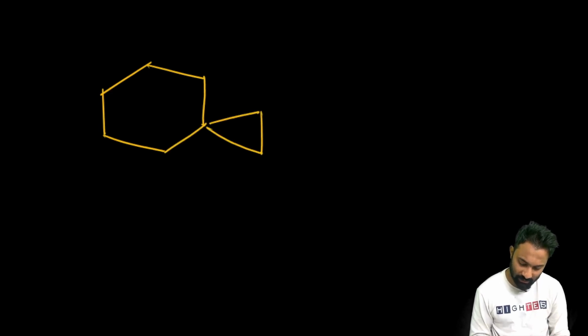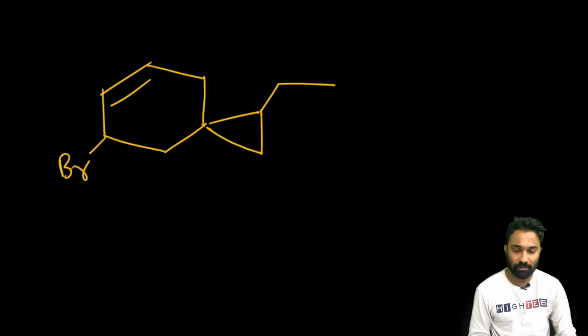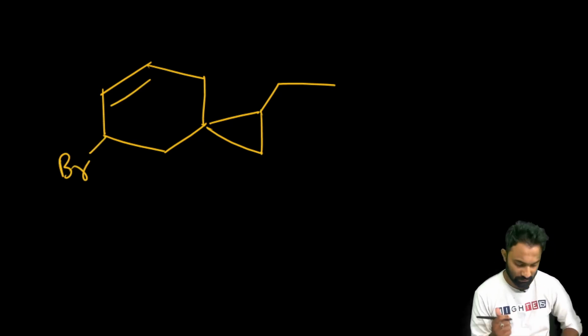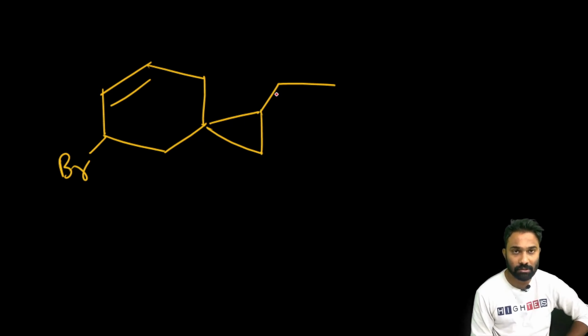Done? Now, if suppose this type of compound is given, or if suppose branchings are present, then how to write the naming for these compounds? Then you have to choose the lowest ring, and the substituent in that lowest ring. If the substituent is there, that substituent should get the least number.